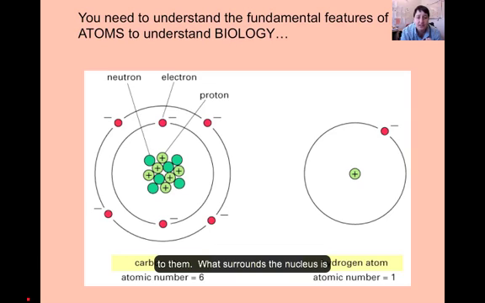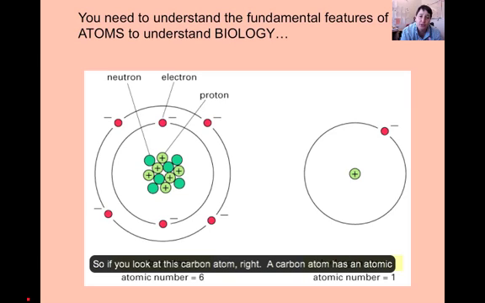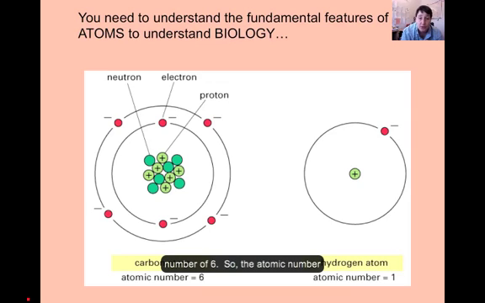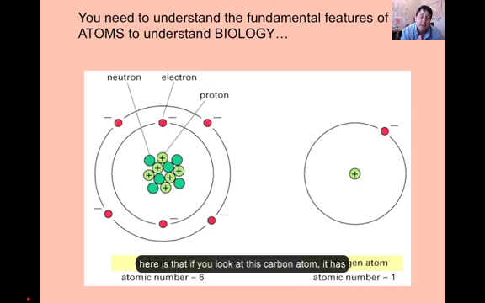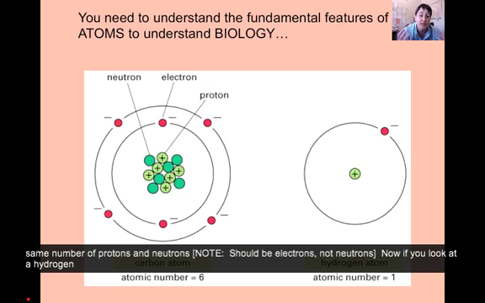What surrounds the nucleus is the cloud of electrons. Electrons don't have very much mass. We basically consider them to have no mass. So if you look at this carbon atom, right, a carbon atom has an atomic number of 6. So the atomic number, I don't even care if you know about atomic number, but what really matters here is if you look at this carbon atom, it has 6 protons. How many neutrons? 6. It actually has a molecular weight of approximately 12 Daltons. How many electrons does it have? 6. So carbon is not charged because it has the same number of protons and electrons.